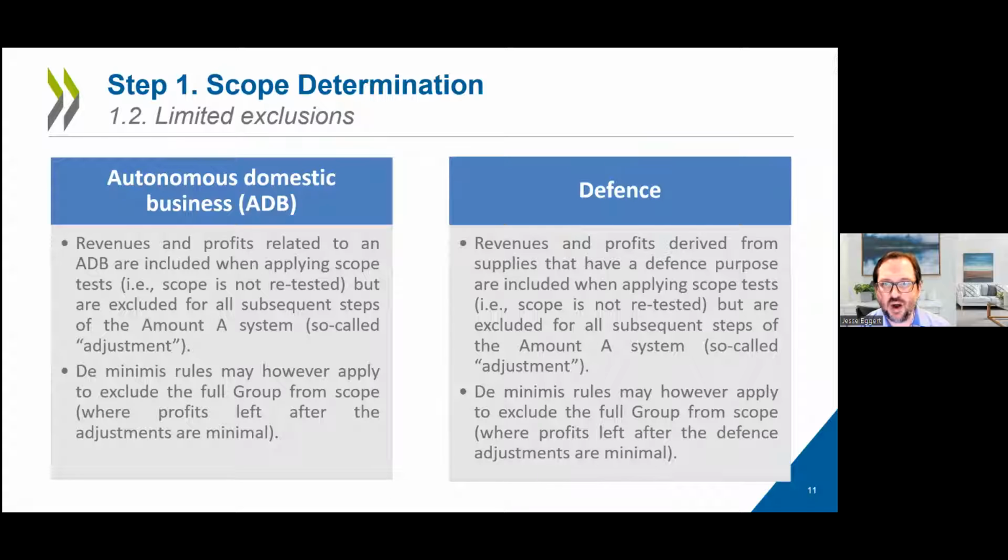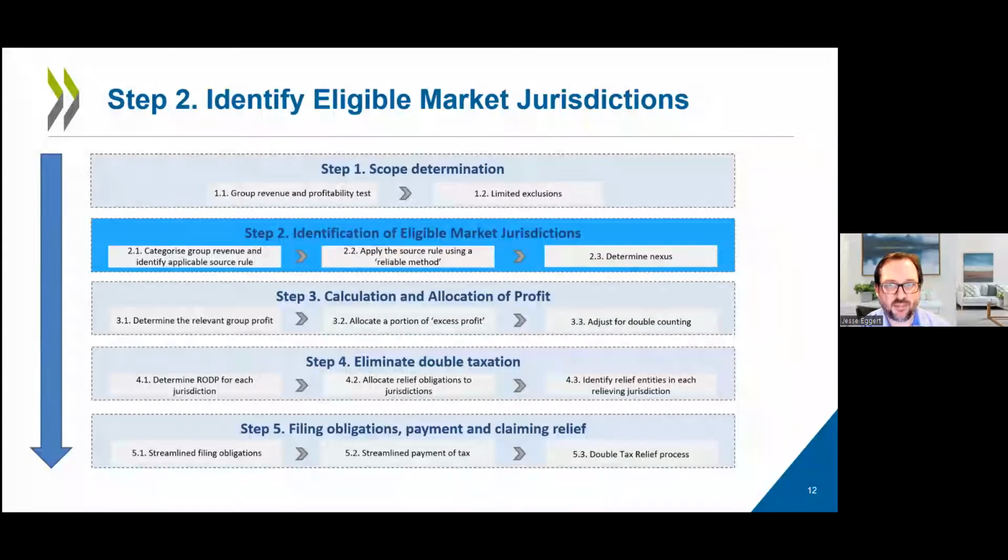And so that's step one, determining scope. We can then move on to step two, identifying the eligible market jurisdictions. And there are three steps here. You categorize the group revenue and apply sourcing rules. You ultimately determine source using a reliable method, and then you determine in which jurisdictions you have nexus as a group.